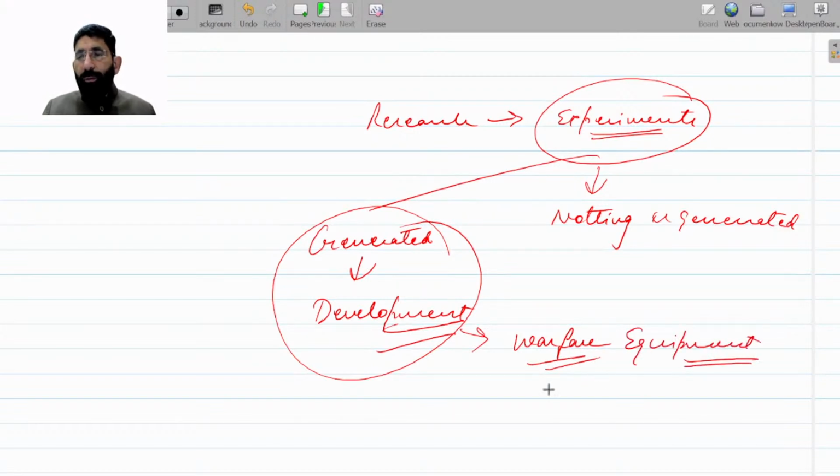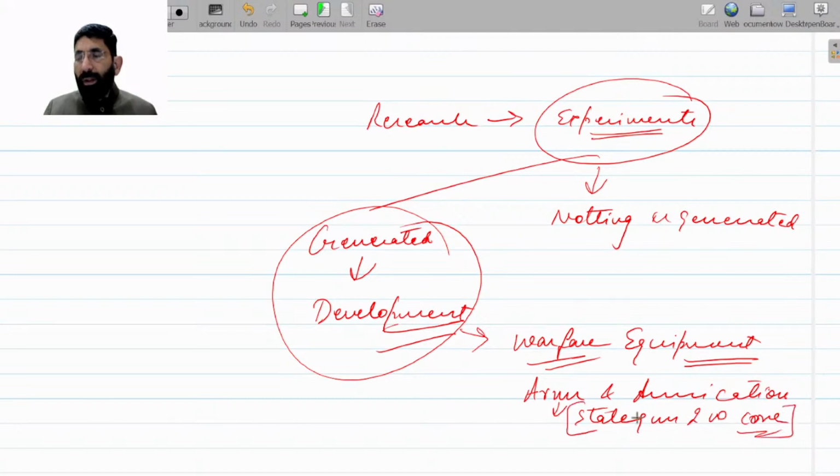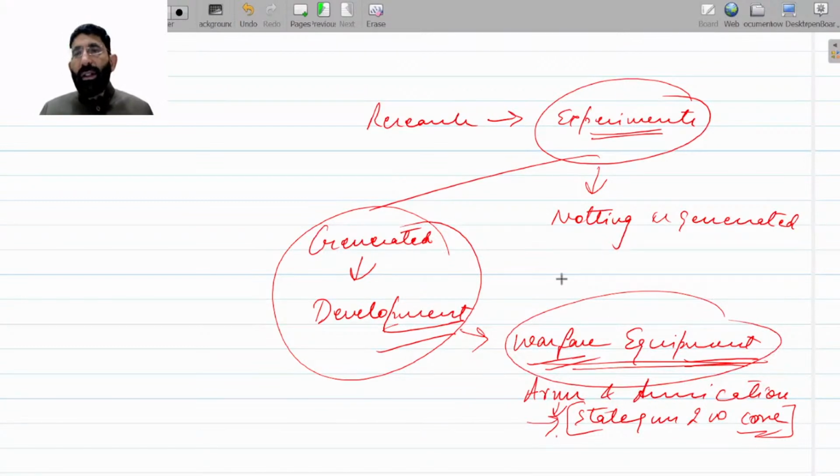Now later on they have manufactured arms and ammunition by the name, that is, we have made a state gun, 200 crore, we have made it. So this has been developed, we have developed a product. So this is called the development stage. And we have developed a technique, we have researched a technique, we have found a technique, that is a research phase.